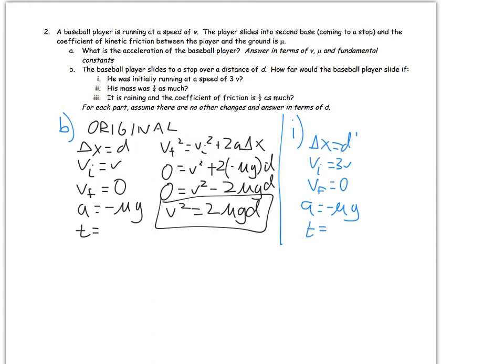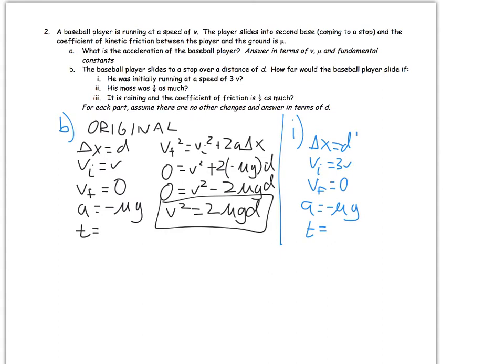So I go ahead and set up my kinematics chart once again. My new distance here I'm calling d prime just to distinguish the fact that it's different from that original, or at least it could be. We can't assume that they're the same. My new initial velocity is 3v because it's 3 times as much. Final still 0, and acceleration still mu g.